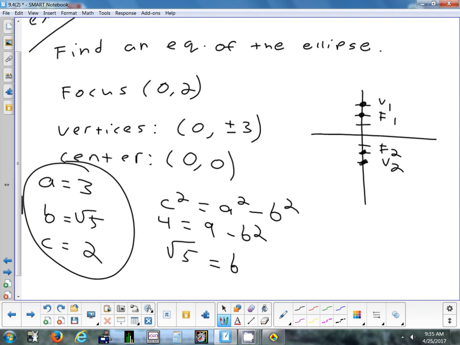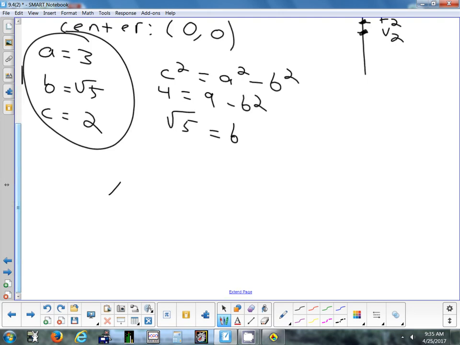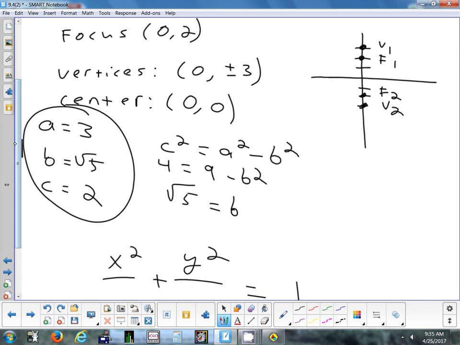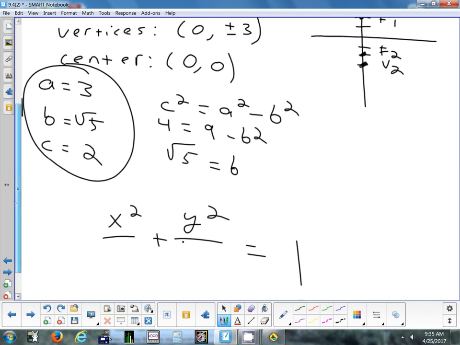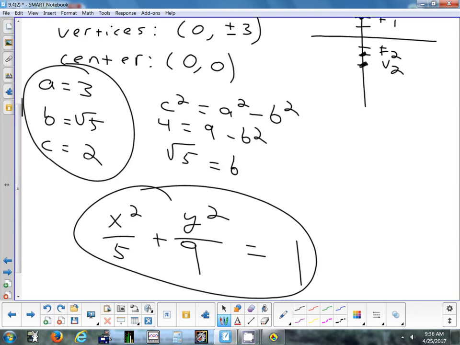So when you write your equation, you can pretty much start with this. If I want this to go vertical, where does the bigger number have to go? Under x or y? Has to go under y. So that means we're going to put a squared under y. So what's a squared? 9. And what's going to go under x squared? B squared, which would be 5. There's your ellipse.